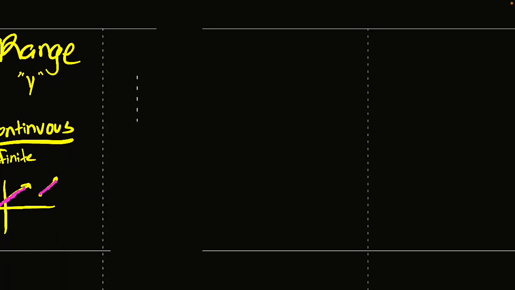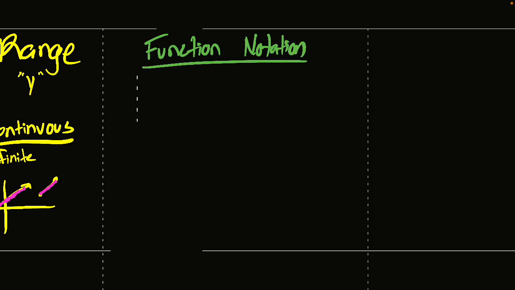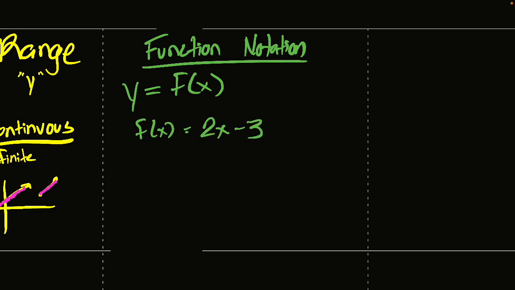Another thing we saw in chapter 5, I've got to find a really good color. How about green? Is function notation. Now, function notation just meant that instead of having y equals, we wrote f of x instead. Remember, those two things mean the exact same thing. F of x is just a fancier way of saying y equals. So if we had f of x equals 2x minus 3, that would be the same thing as saying y equals 2x minus 3. We still have a y-intercept at negative 3, a slope of 2, all that kind of stuff.